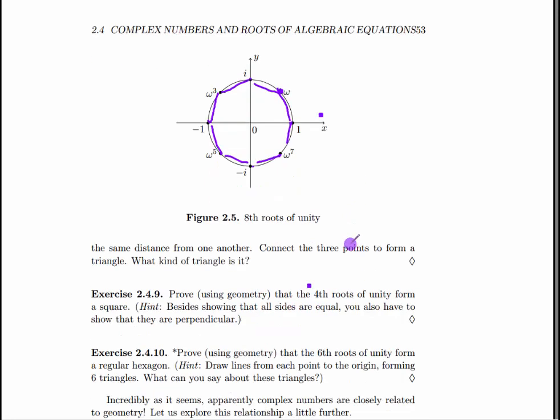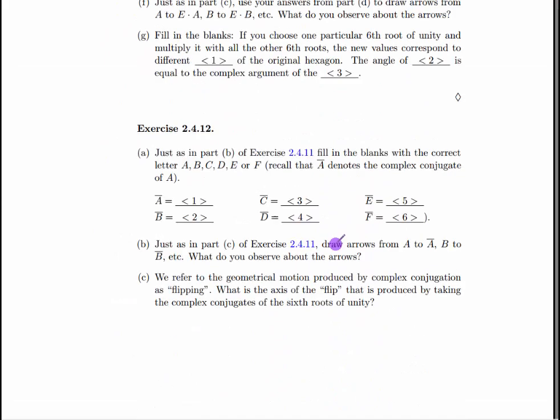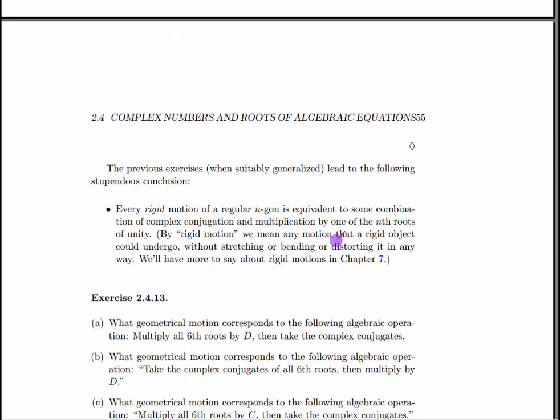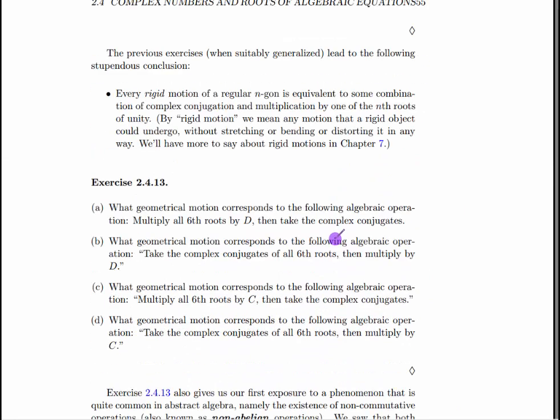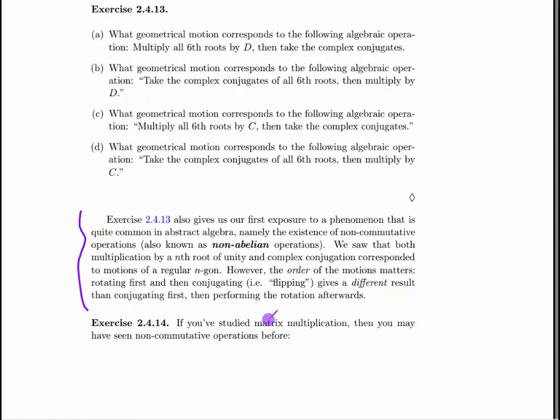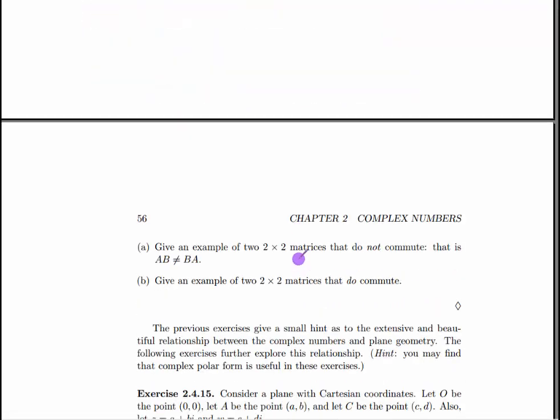This is called non-commutative. Another word that we use for this is non-abelian. Well, these operations on the complex roots of unity are non-abelian. It matters what order you do them in. Flipping, conjugation, and rotation: the order in which you do them affects the result.